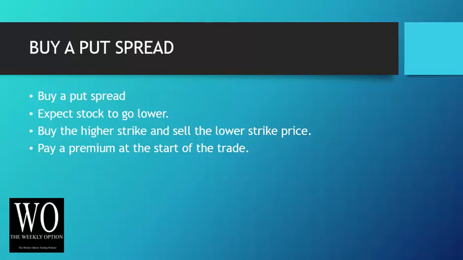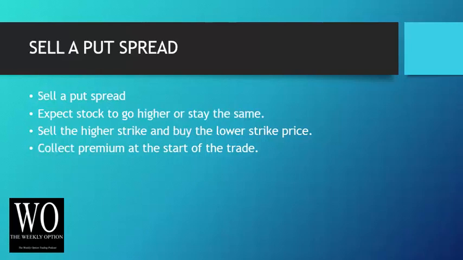You will pay a premium at the start of this trade. Now, when you sell a put spread, you're expecting stock prices to either go higher or stay the same. So you would sell the higher strike put, which is going to be closer to the money, and you would buy the lower strike put, which allows you to cap your risk. That's going to be the lower strike option. And you're going to collect money at the start of the trade.